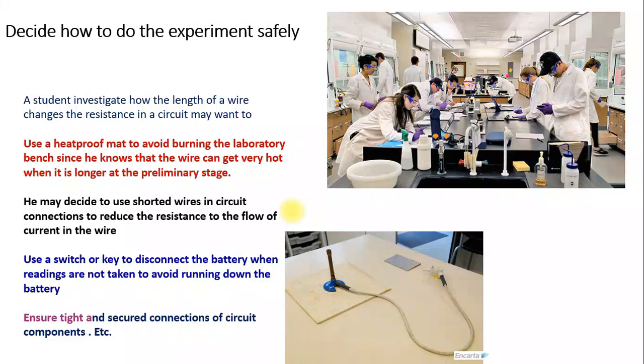The student may also want to ensure a tight and secure connection of the circuit components to avoid fluctuating current flow in the circuit. Most of these decisions are taken at the preliminary stage so that the actual experiment can go smoothly.